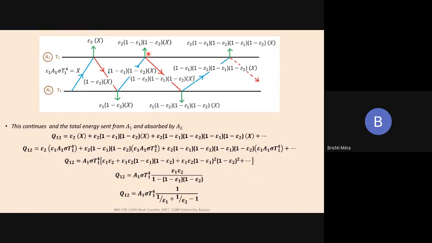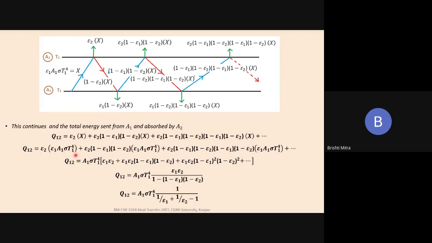What is the second green one? Epsilon 2 into 1 minus epsilon 1 into 1 minus epsilon 2 into x. What is the third one? Epsilon 2 into 1 minus epsilon 1 into 1 minus epsilon 2 into 1 minus epsilon 1 into 1 minus epsilon 2 into x plus, and this goes on forever. Now I have put in the value of x in this top equation, and written instead of x, epsilon 1 A1 sigma T1 to the power 4.